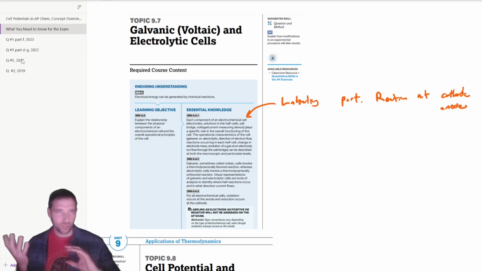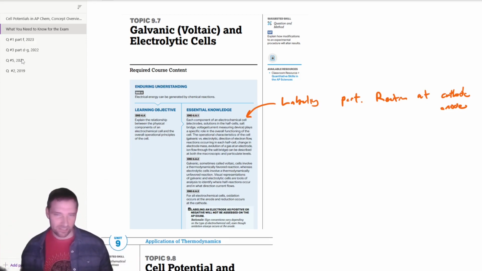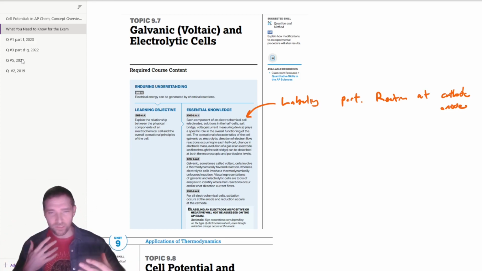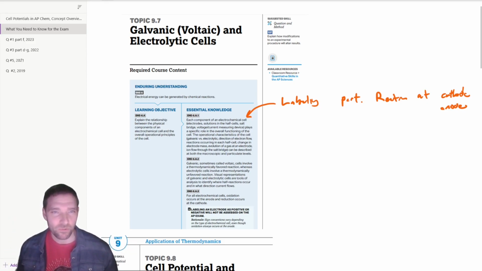What you're going to determine to be the cathode and anode depends on whether you're in a galvanic cell versus an electrolytic cell. So it's important to know that there are these two opposite things and to be able to recognize which words go with what. If we're talking about something that's galvanic or voltaic, that is going to be thermodynamically favored.